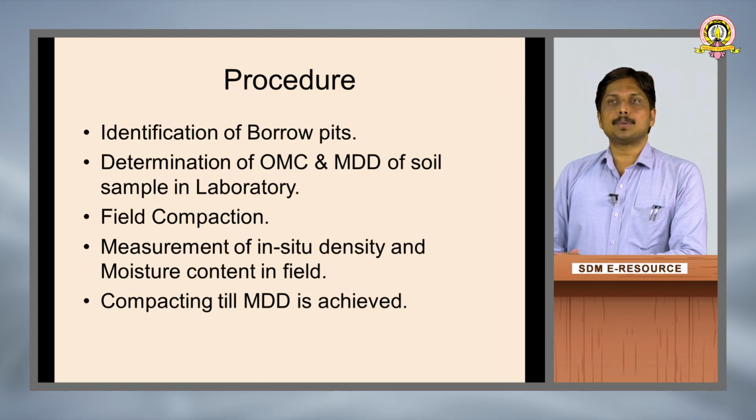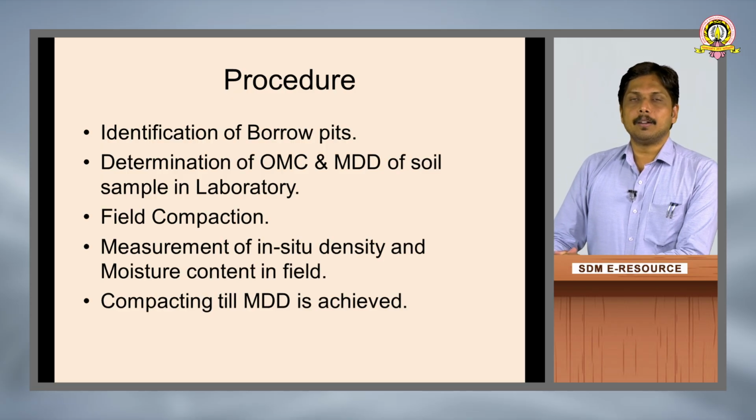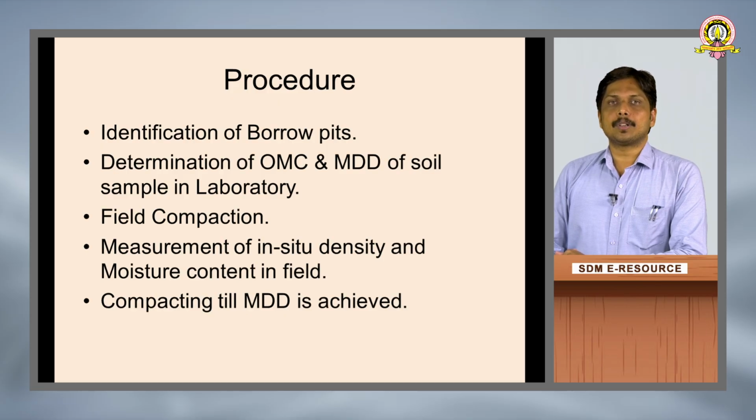The first step here is to identify the soil from the borrow pits. Whenever we are using the soil for the construction of roads, we need to identify the right type of soil. Using the identification methods, we will come to know whether the soil is suitable or not for the construction of road, and we are bringing this soil to the laboratory for the determination of optimum moisture content and maximum dry density. For this, we have to run the compaction test and the result of compaction test will be the optimum moisture content and maximum dry density.